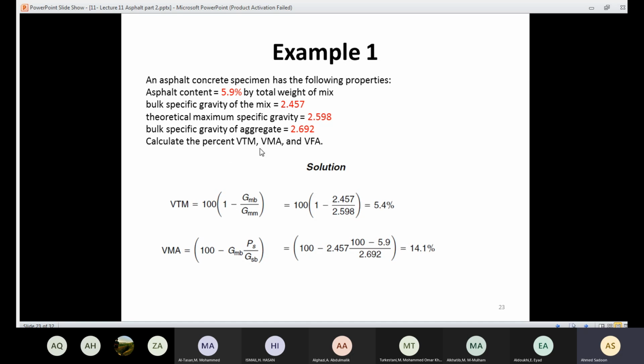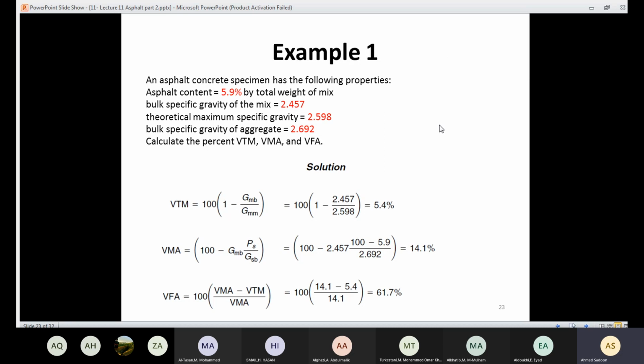Finally, the VFA. The VFA depends on VTM and VMA. If I got VTM and I got VMA, then easily I can determine VFA. So VFA is going to be the VMA minus VTM over VMA. I'm just going to plug this number and that number into this formula, and then the value of VFA came out to be 16.7%.